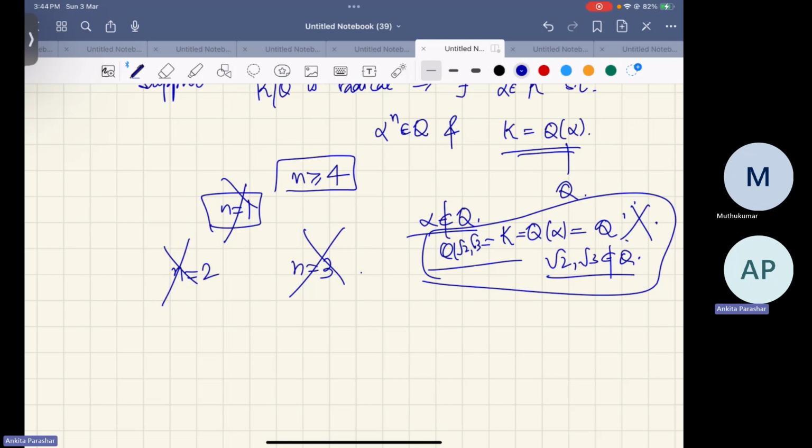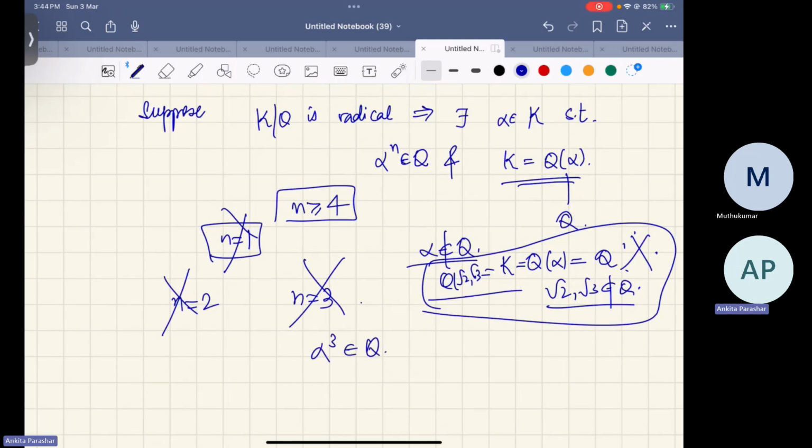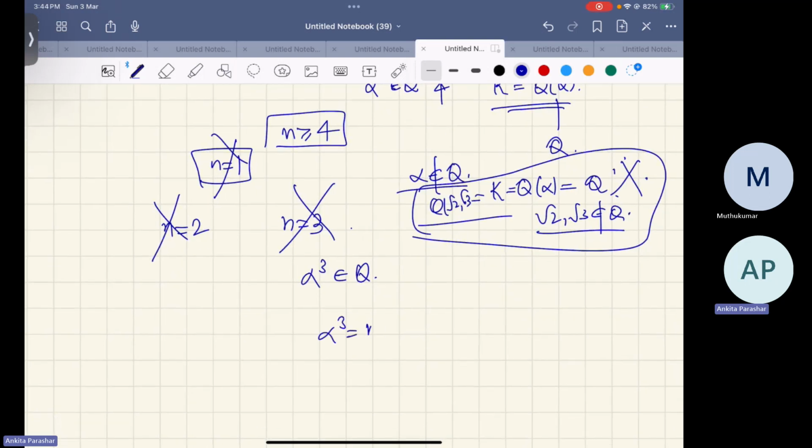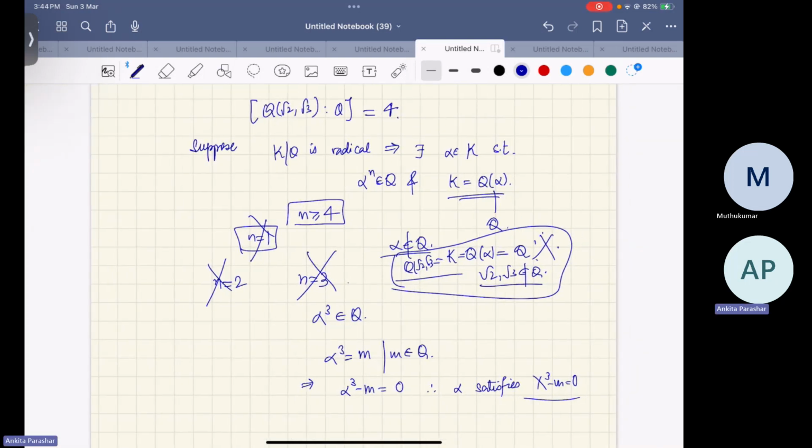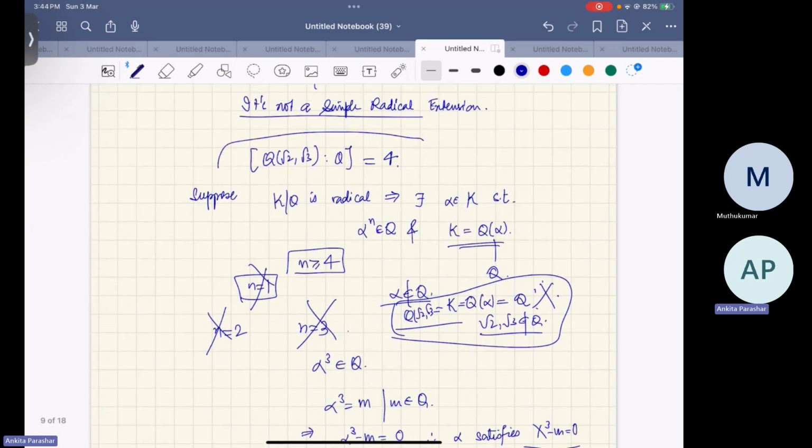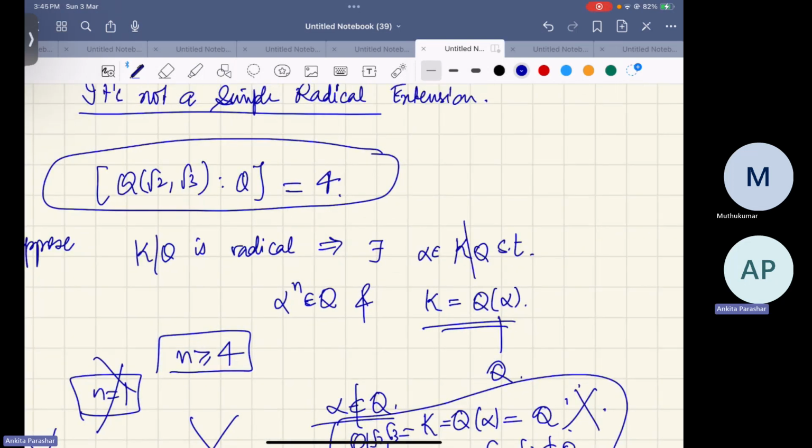Why? Because suppose alpha cube is in q, then I should be able to write alpha cube as some m, where m is in q, and therefore alpha cube minus m is 0. Therefore, alpha satisfies x cube minus m equal to 0, right? But we know that alpha satisfies an irreducible polynomial of degree 4 because of the degree of the extension. So if we take any alpha in k which is outside q, and we write k to be q alpha, then the degree of alpha should give me the degree of extension, but the degree of extension is 4.